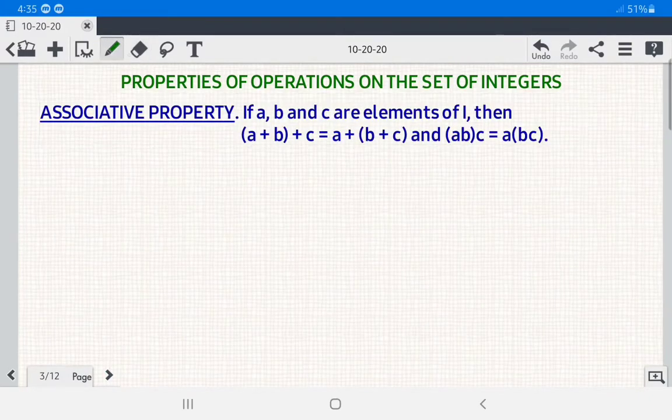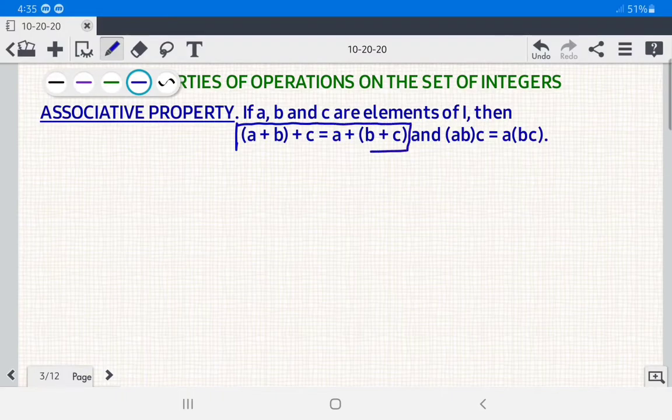Next, for the associative property, if A, B, and C are elements of I, then the quantity of A plus B plus C is equal to A plus the quantity of B plus C. And also, the quantity of AB times C is equal to A times the quantity of BC. Let us have an example.